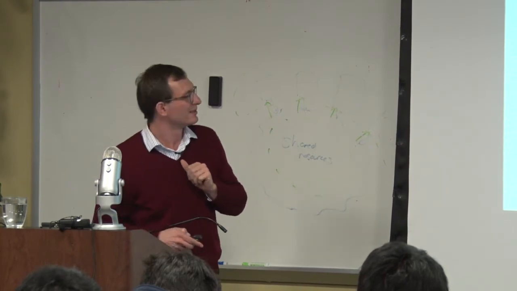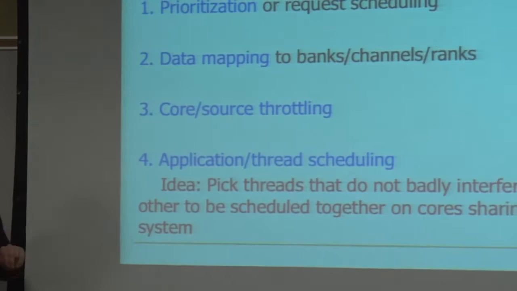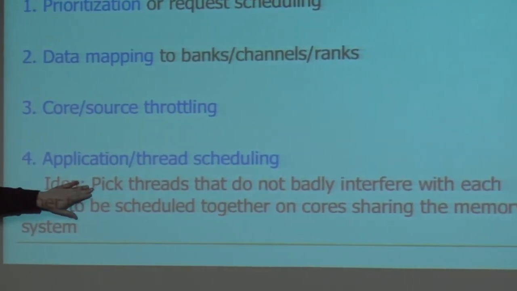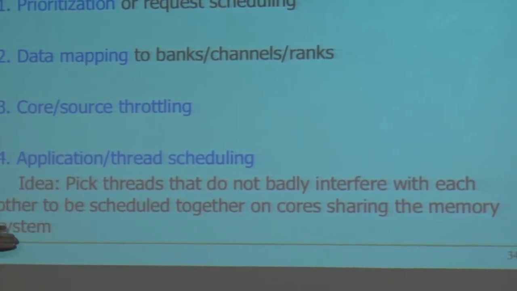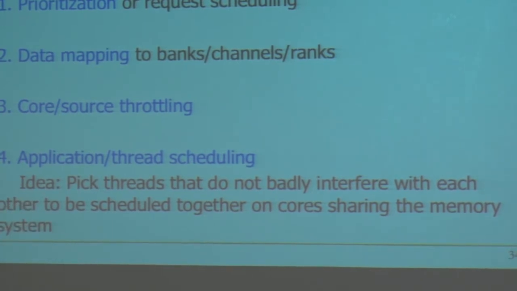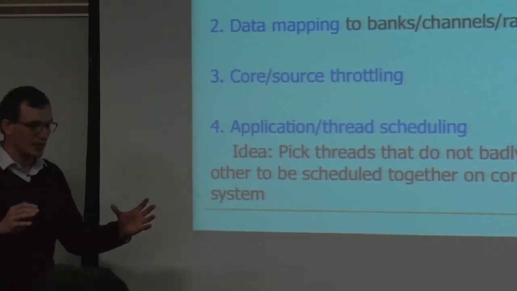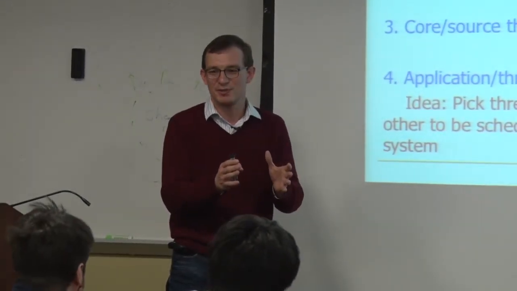OK. The last idea, which I'm not going to go into a lot of detail on, is application thread scheduling. But I gave you the basic idea. Pick the threads that do not badly interfere with each other to be scheduled together on cores sharing the memory system. If you have this flexibility, this is great. Let's say you have 1,000 threads, and you would like to schedule them on a 4-core machine. Which threads do you pick?